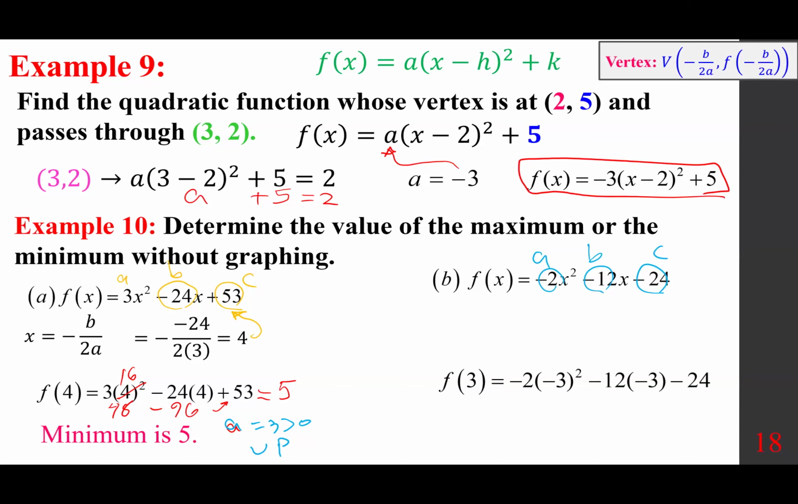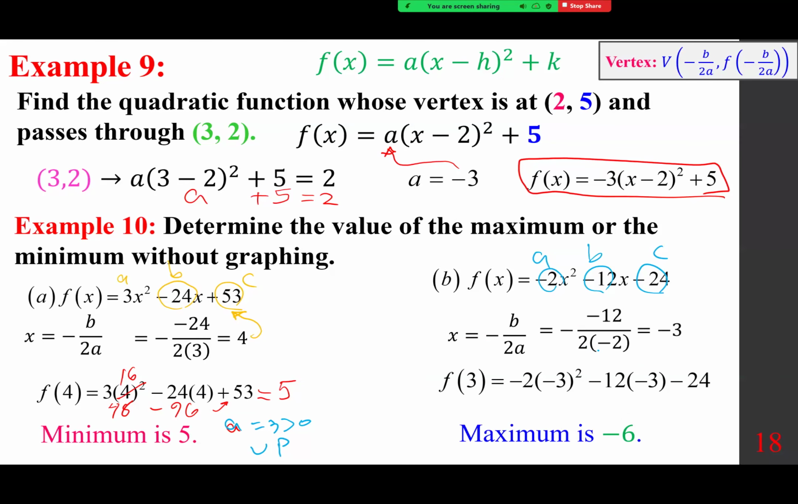That's actually the first step. x equals minus b over 2a. So we have minus 12 over 2 times minus 2, which is minus 4. This becomes positive. This makes it negative. And then you put the negative 3 into the original function and you evaluate it, everybody.